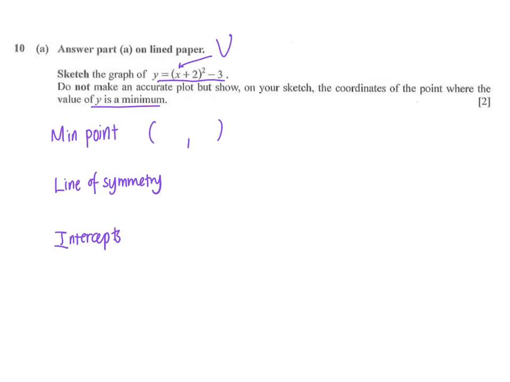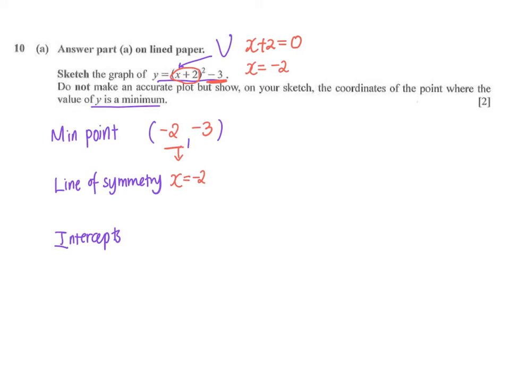We know that the minimum value will be y equals -3 if this bracket over here, x plus 2, is equal to 0. So when I have 0 squared minus 3, the smallest value will be -3. If x plus 2 is equal to 0, the value of x will be -2. So this means our minimum point is (-2, -3). And the x over here tells us the line of symmetry is at x equals -2.